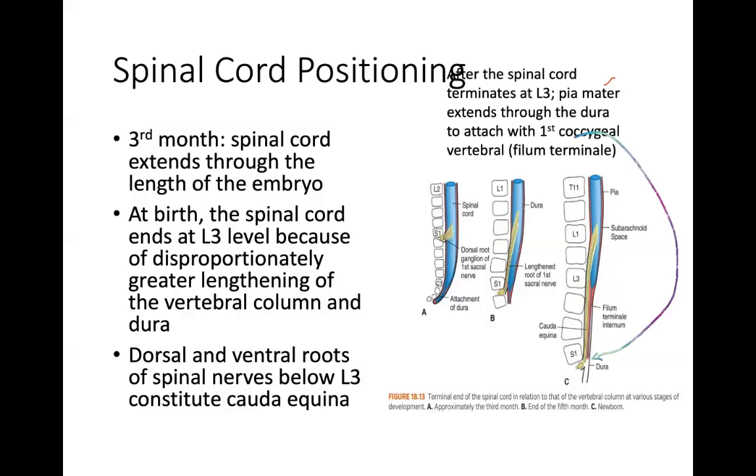After the spinal cord terminates at L3, pia mater extends through the dura to attach to the first coccygeal vertebra. This is called filum terminale, an extension of pia mater to C1. And the coccygeal ligament is the lower part of the pia mater, which extends to C1 and is not covered with dura.